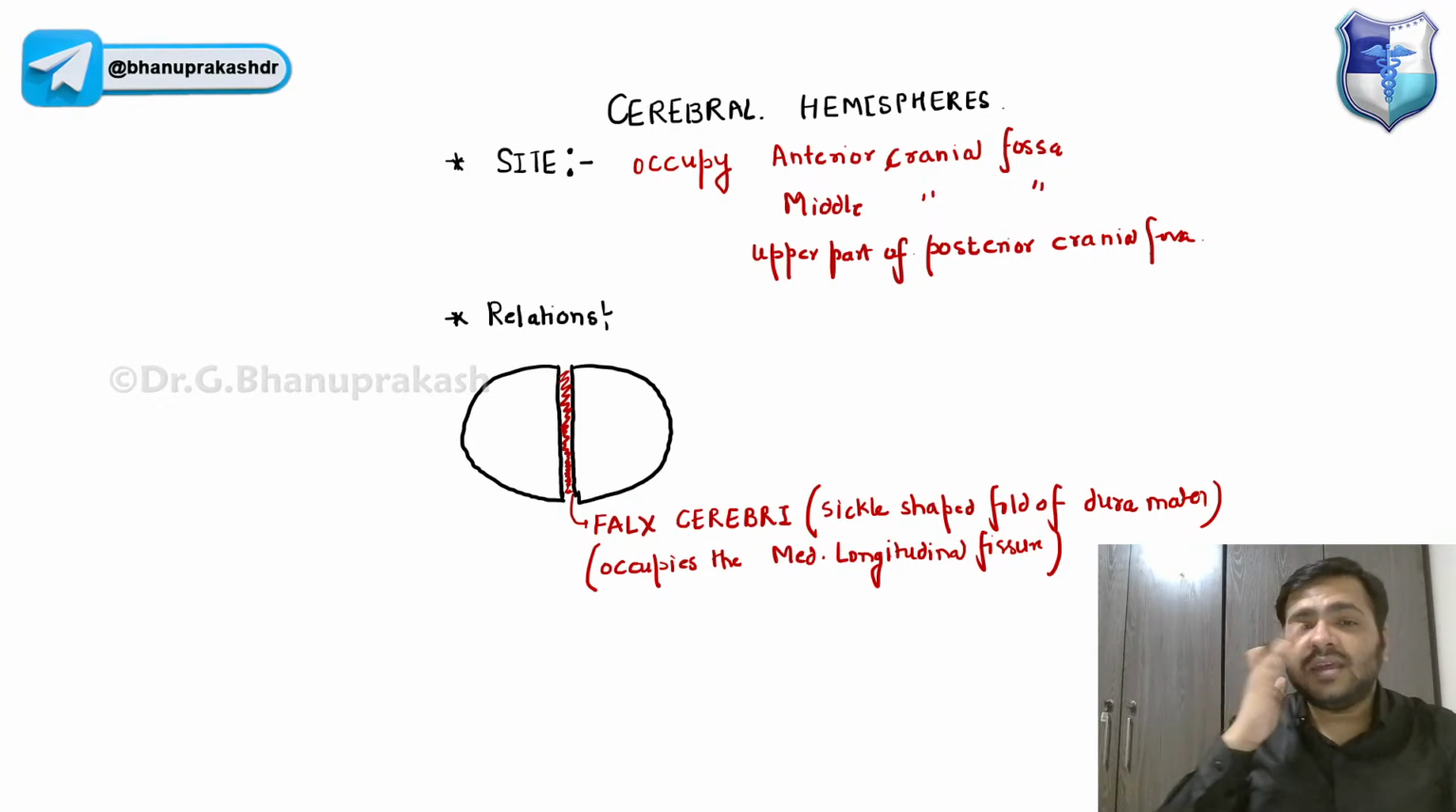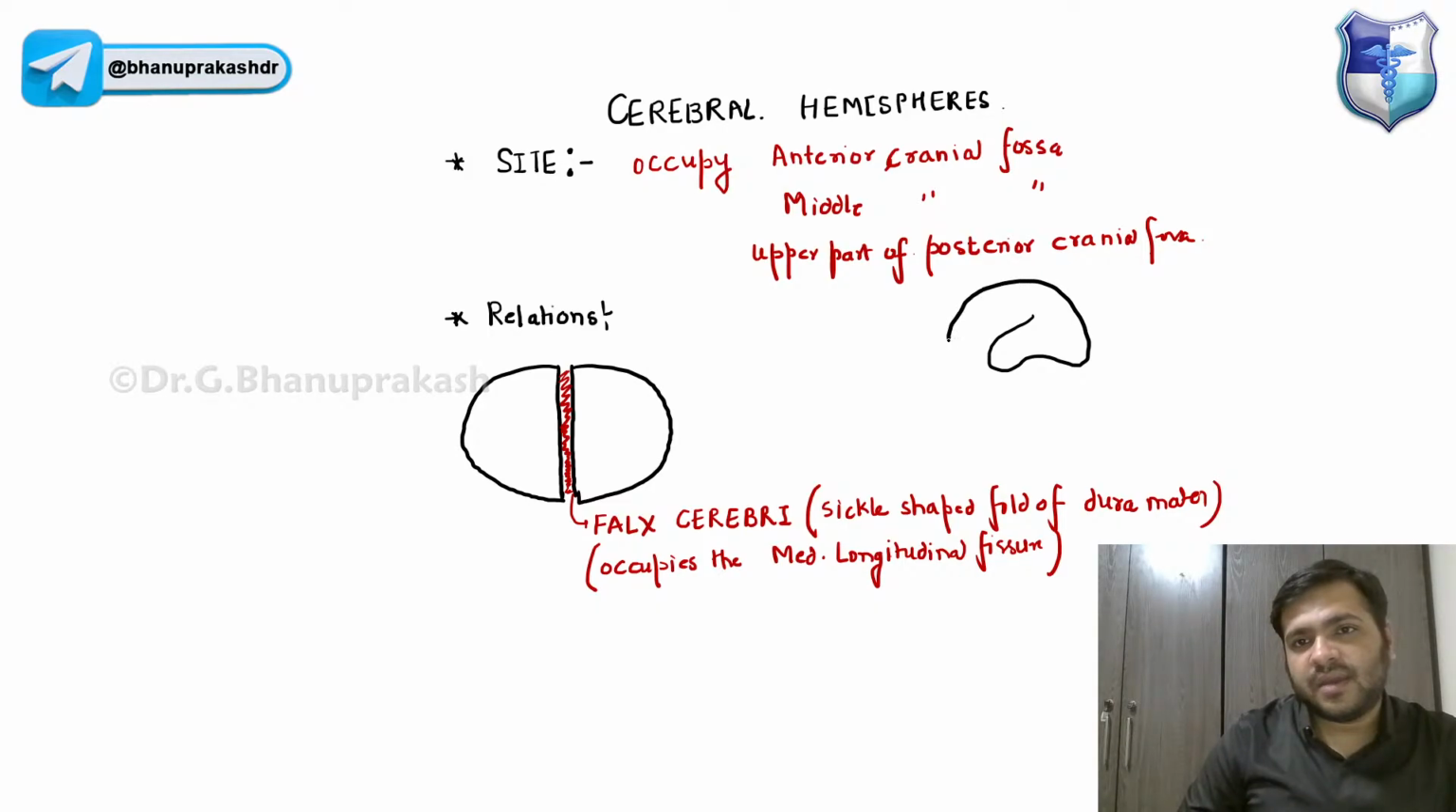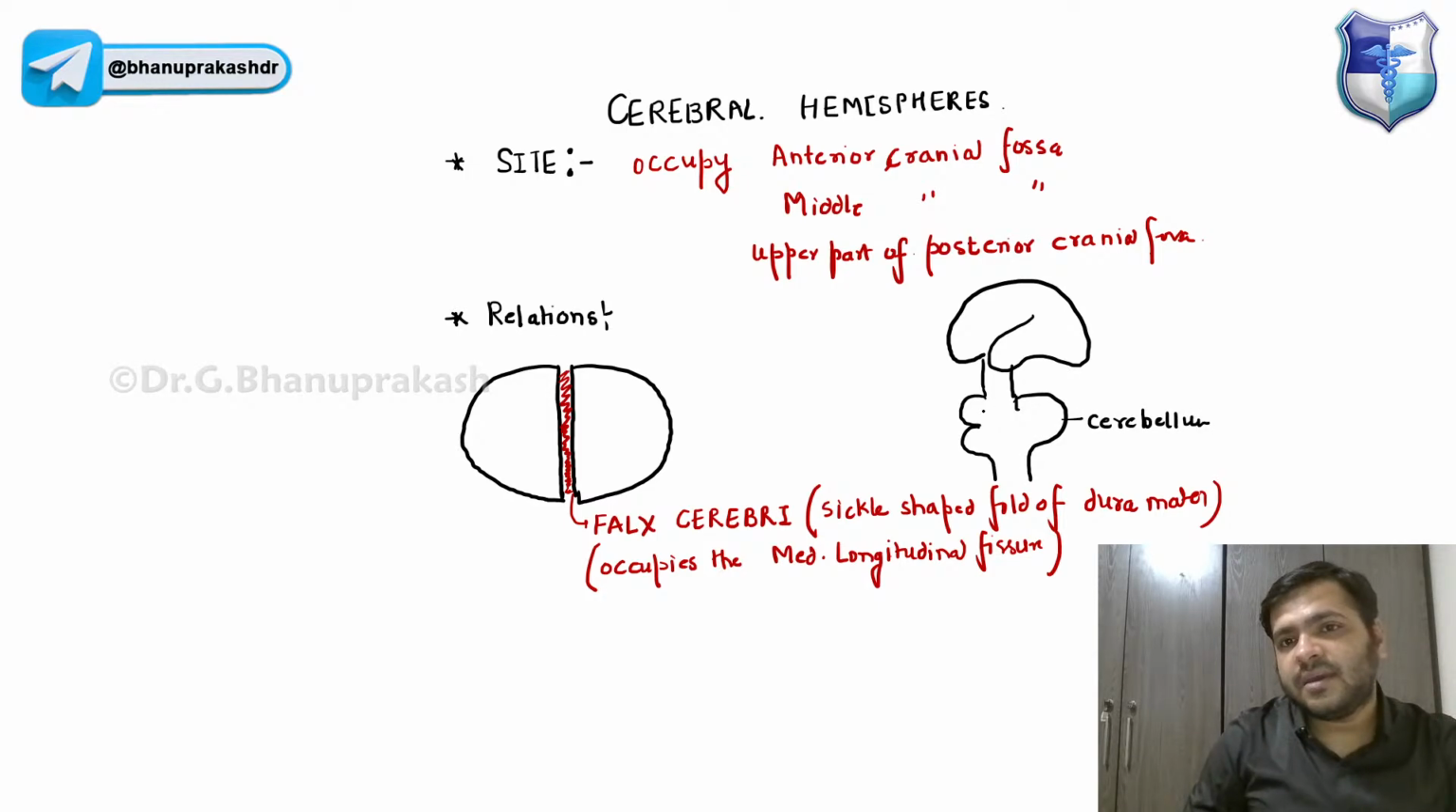Now guys, the two cerebral hemispheres. If I want to show one more thing, let us suppose this is the cerebral hemispheres, and I'm taking a sagittal section to show this. You already know we have the midbrain, the pons, the medulla oblongata, and behind we have the cerebellum. Below is the spinal cord, and above are the cerebral hemispheres.